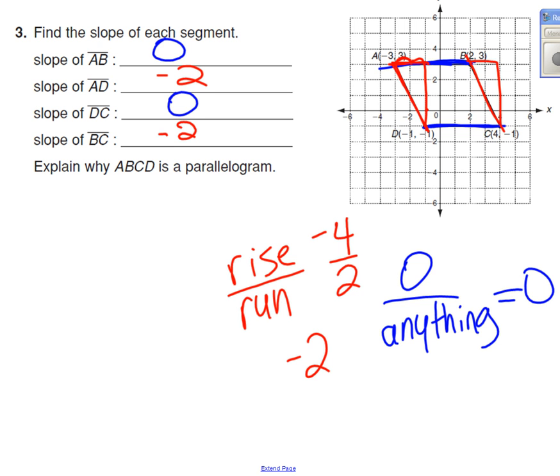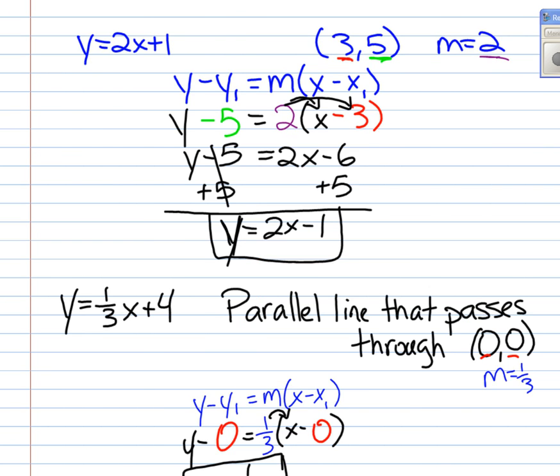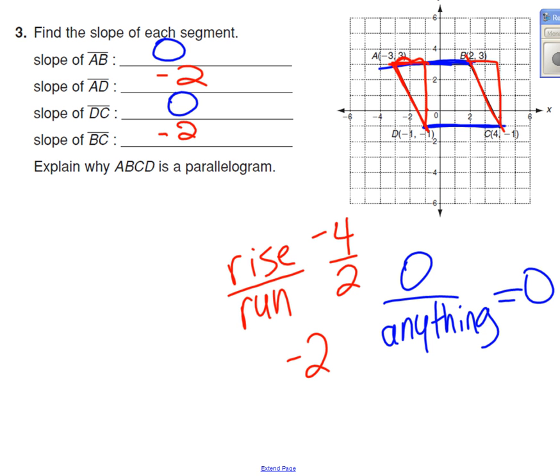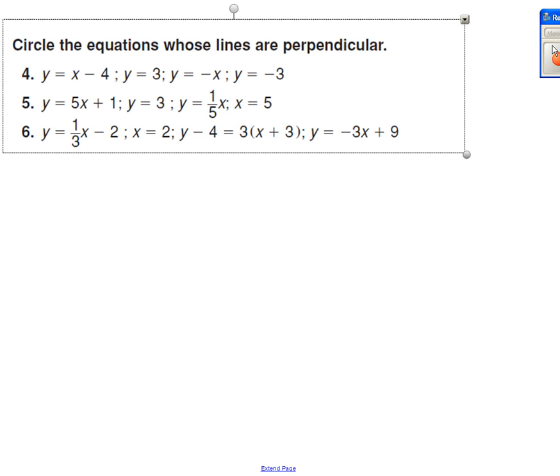Why is it a parallelogram? It's parallel. Why do you know it's parallel? What did your note say? What makes something parallel? Oh, the slopes are the same. They have the same slope, which means the left side and the right side are parallel to each other. The top and bottom are parallel. And if you look at the definition of a parallelogram, it says it has 2 pairs of opposite parallel sides. That's how you know.